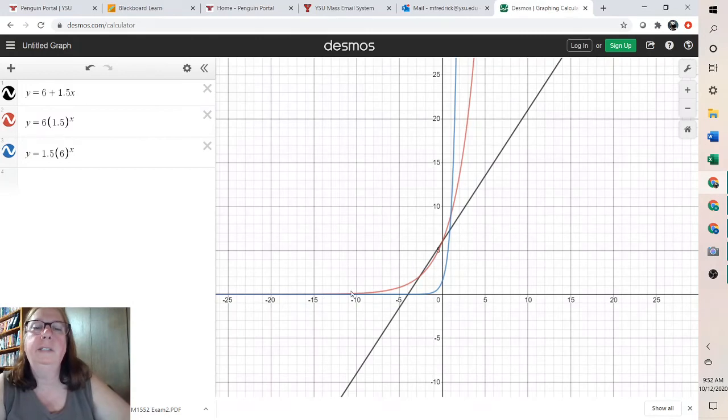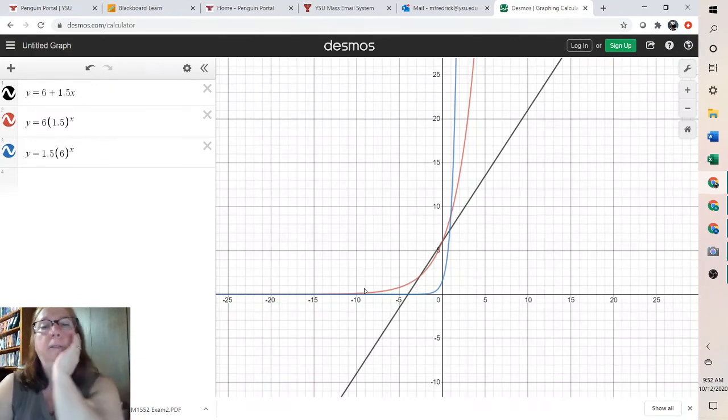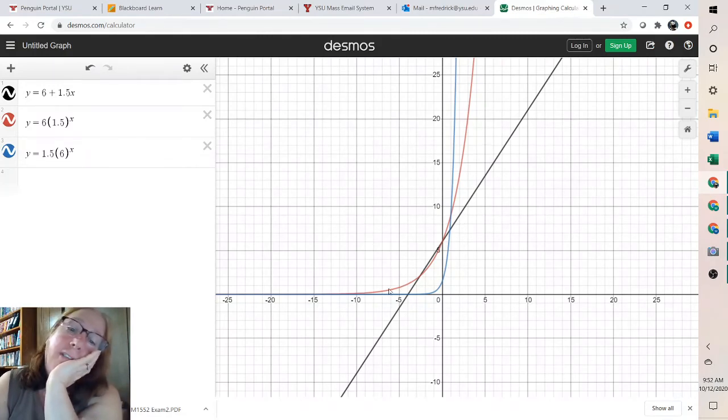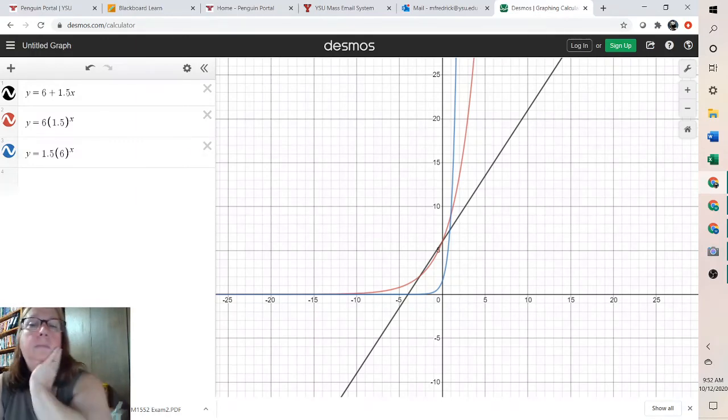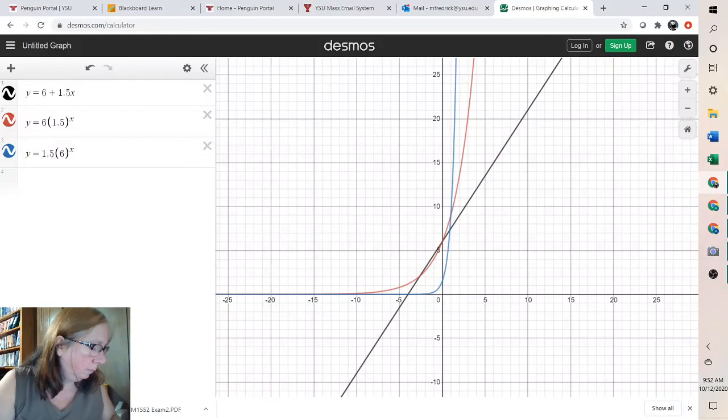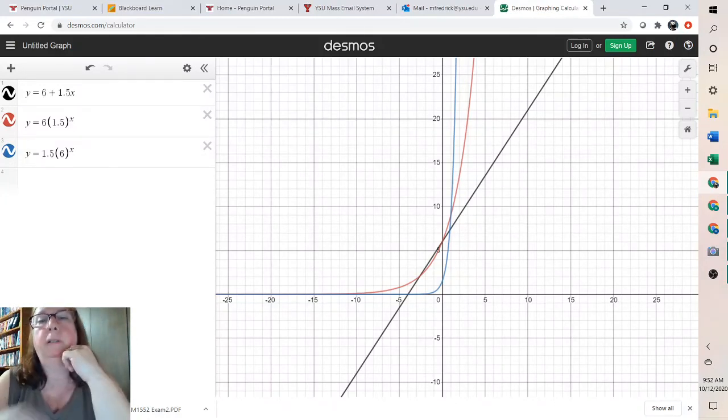So you can kind of see the difference. The red one grows a little faster, whereas the blue one stayed closer to 0 and then grew fast. And then the straight line is uniform. Yeah, they just wanted us to graph it.